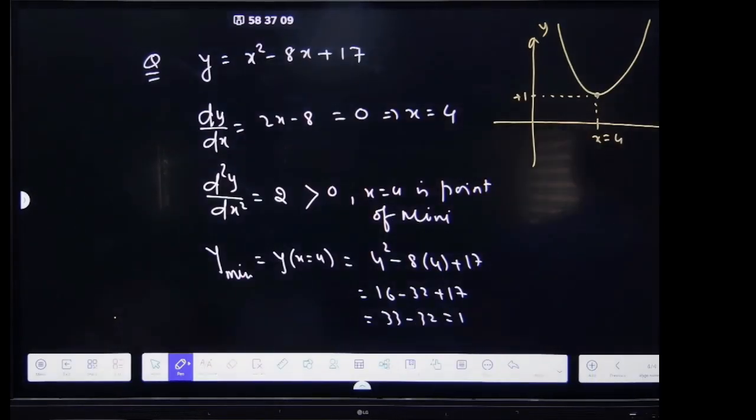X belongs to real numbers means all real numbers should be valid. So, x is equal to 4 is a real number. So, yes, it is valid.